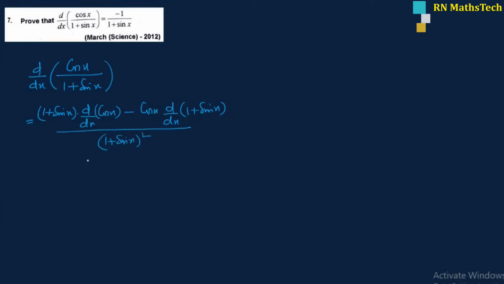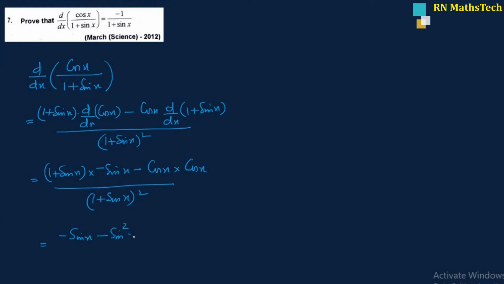the whole square. That is 1 plus sin x into derivative of cos x, which is minus sin x, minus cos x into derivative of 1 plus sin x: the derivative of 1 is 0 and derivative of sin x is cos x, over 1 plus sin x the whole square. Okay, so simplify this bracket. Minus sin x minus sin square x minus cos square x by 1 plus sin x the whole square.